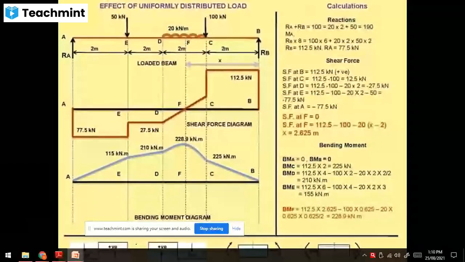If any doubt, I am here. So please try to find out the value. Check whether your values are matching with the values which are on the screen. Please try it.